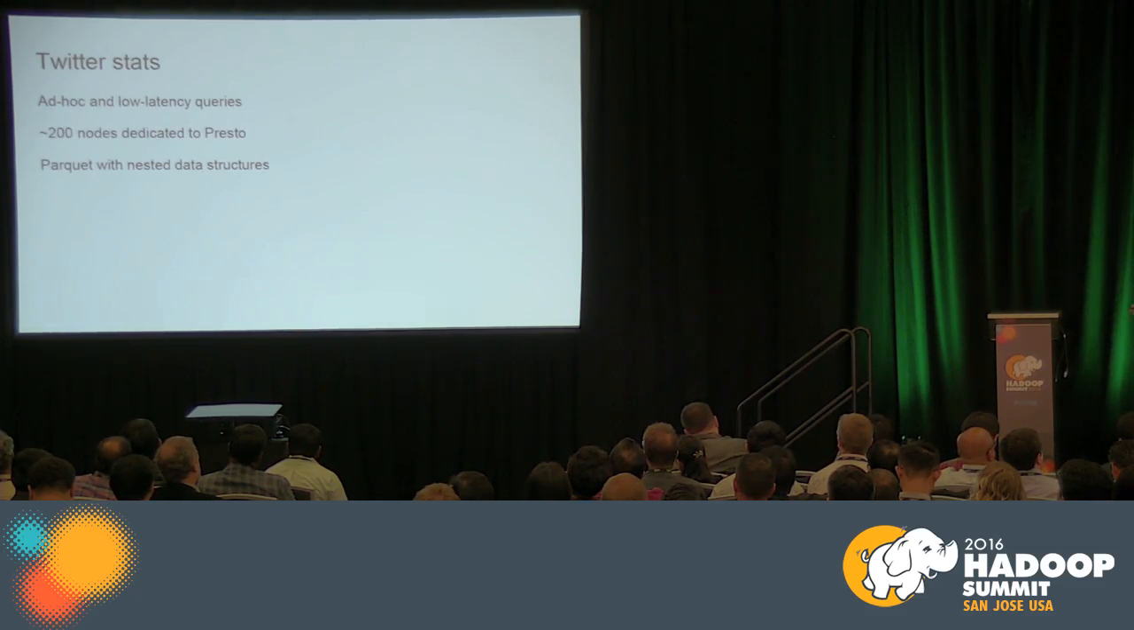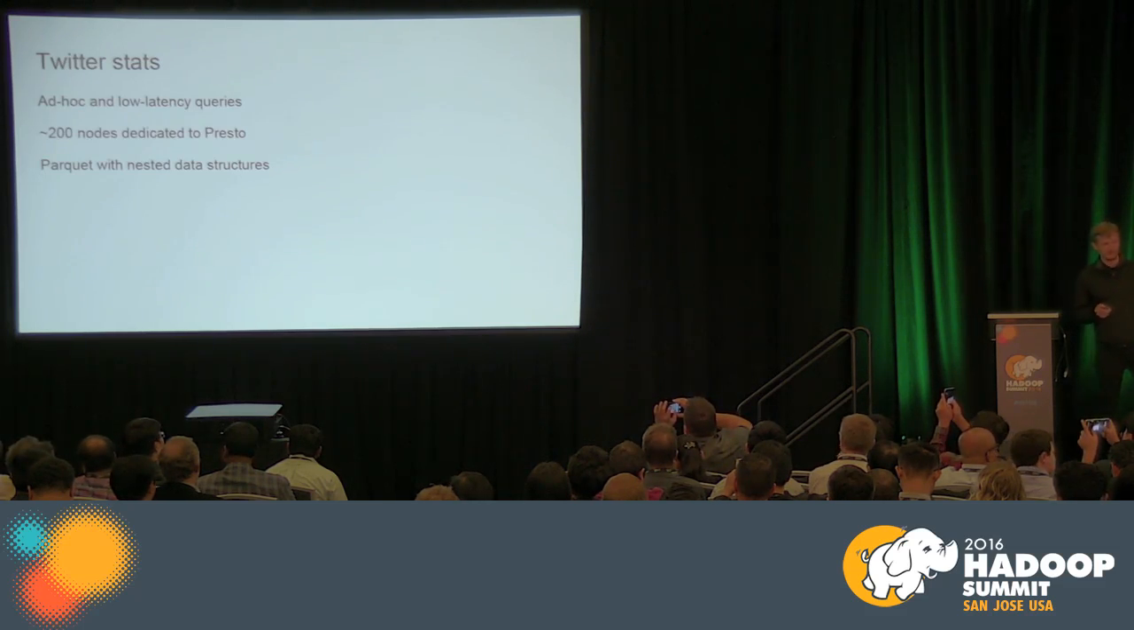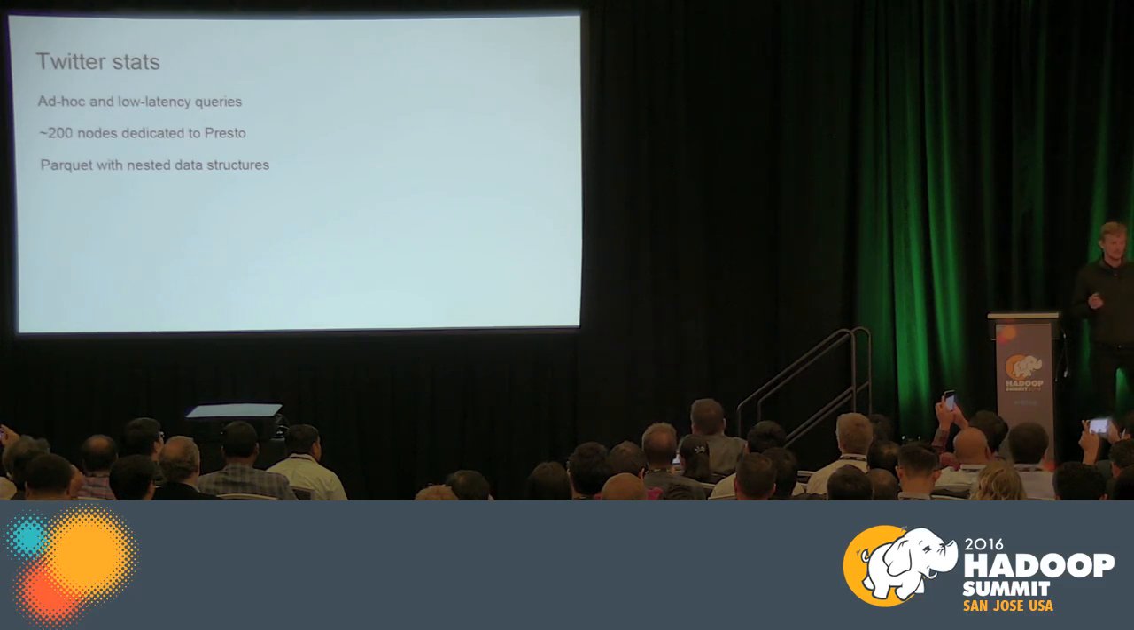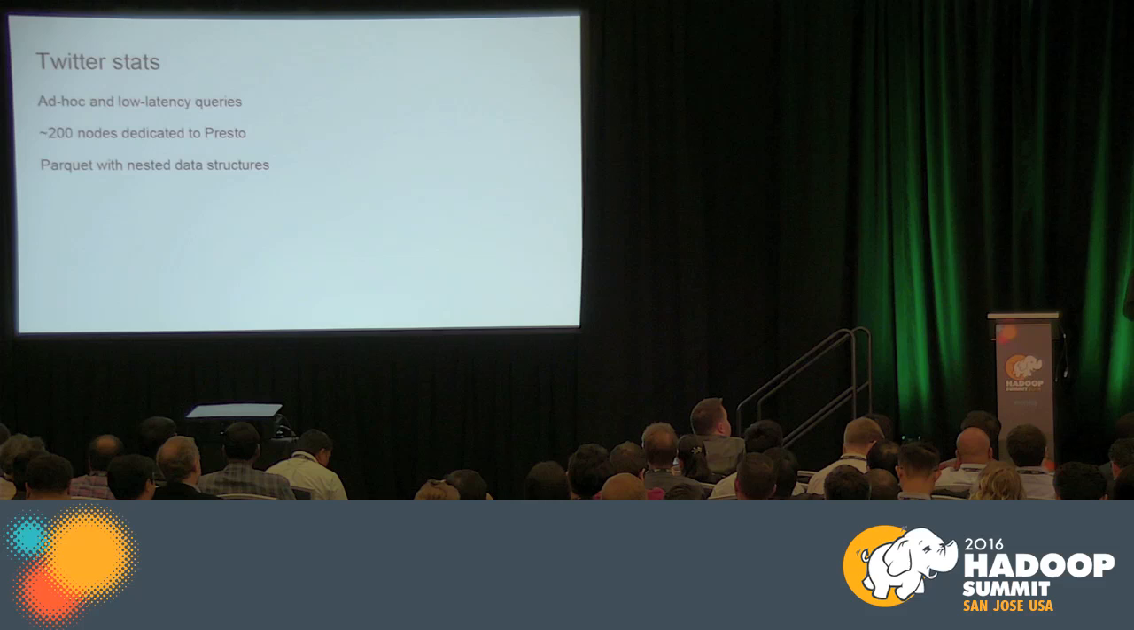Twitter is actually a new adopter of Presto. They run this for ad hoc low latency queries, about 200 nodes dedicated to Presto, and all of this is Parquet with some nested data structures.